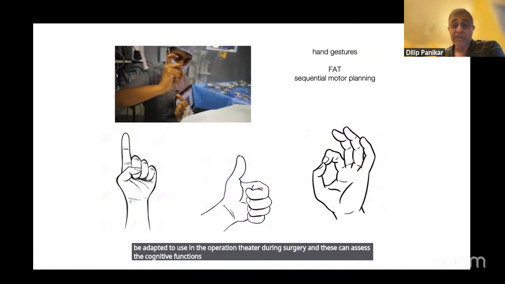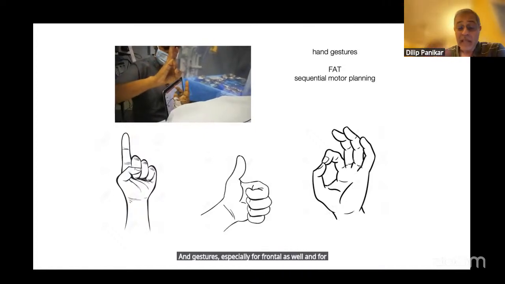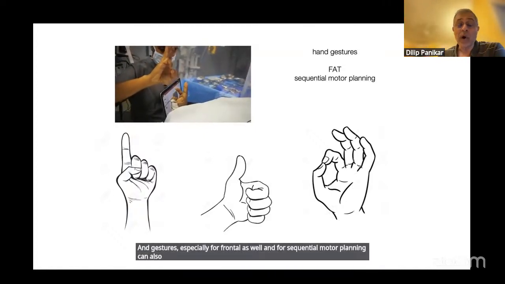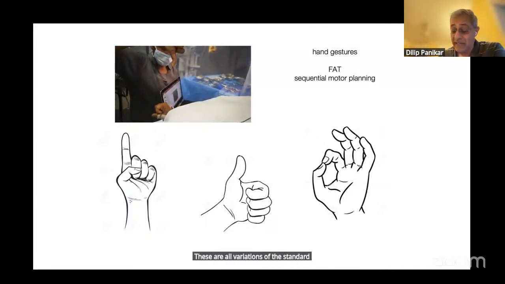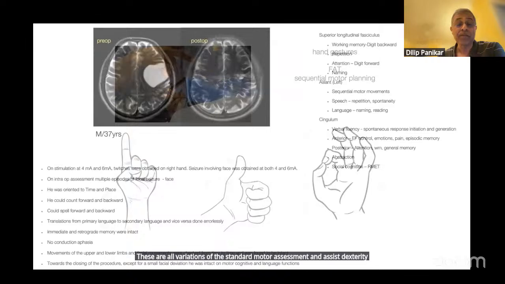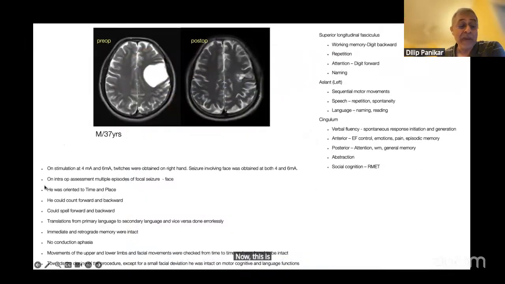And gestures, especially for the frontal aslant, for sequential motor planning, can also be done. These are all variations of the standard motor assessment and assess dexterity, among other things. Now, this is how the entire mapping is done, recorded, and summarized at the end of the surgery.